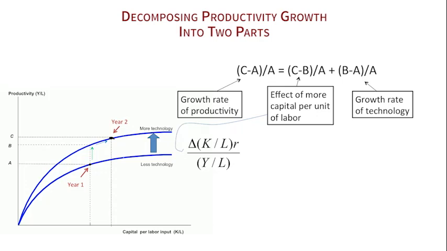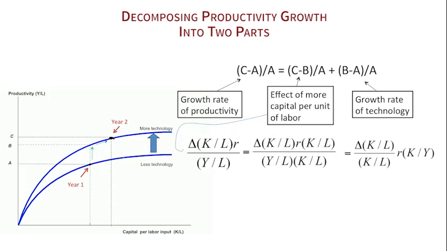We've divided by Y over L, that's productivity, but that's just another way to represent the number A. And so we've just rewritten C minus B divided by A with this delta K over L, the change in K over L, times R divided by Y over L. Pretty straightforward. Next, let's simply divide both sides of that by K over L, capital per unit of labor. That's what's done in the second equality here, second term.